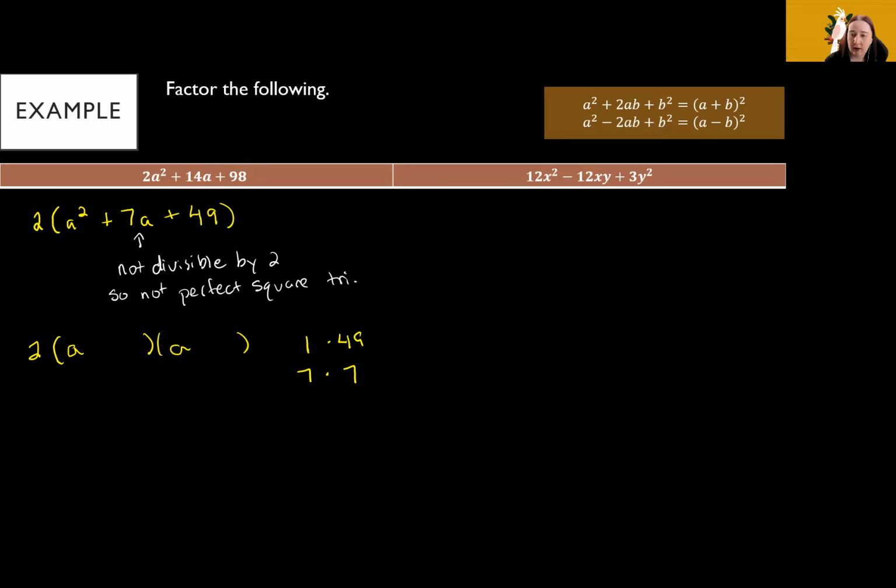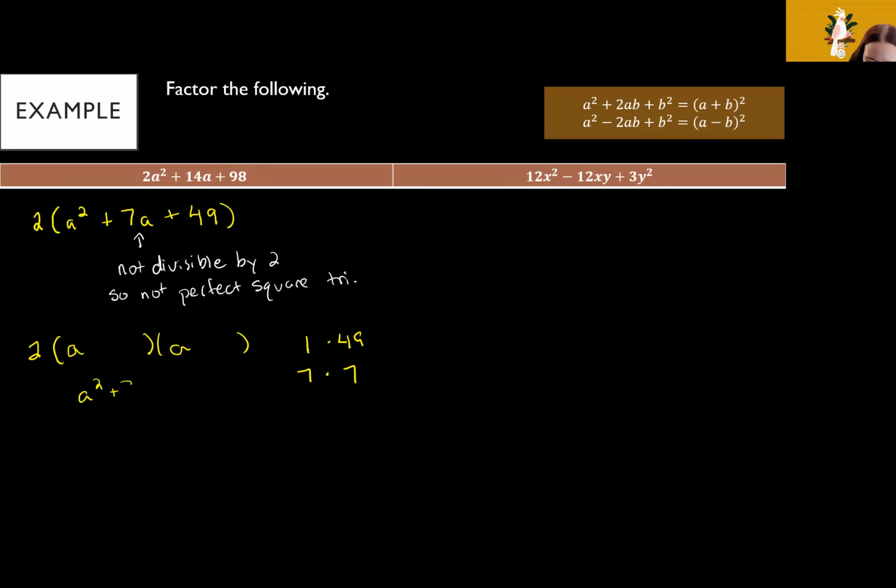Well, the first one adds to 50. 1 plus 49 is 50. The next choice, 7 plus 7 is 14. Neither of those add to 7. So what this means is that those are the only choices that multiply to 49, and we can't get a middle term of 7 out of there because those pairs of numbers don't add to 7. So that tells us that we can't factor this with trial and error. And if you've tried all of your choices and none of them work, that means that particular part is considered prime.